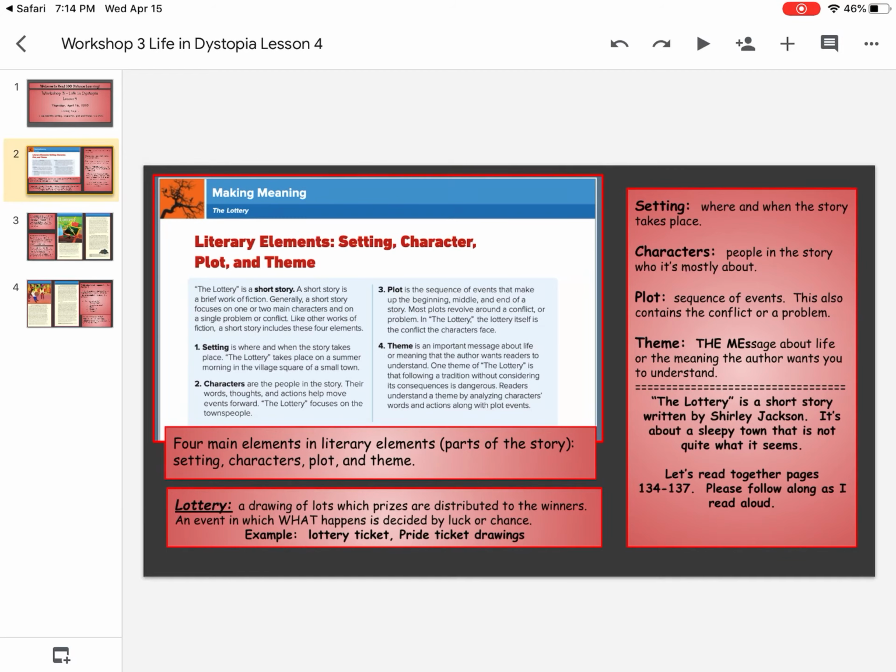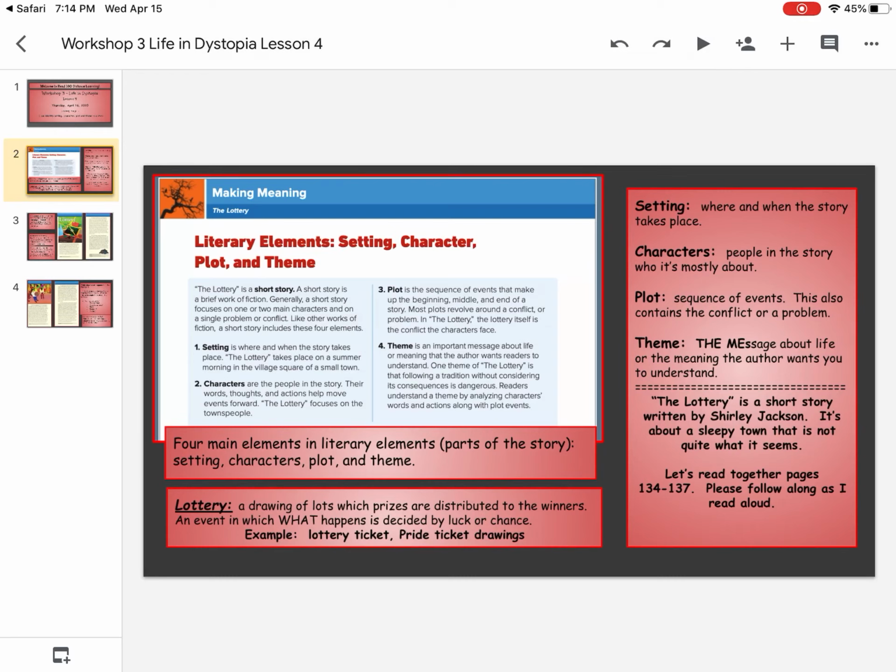So you won't have to be responsible for anything on these pages until we really start looking at the story, okay? In workshop 3, you're going to notice that at the very top where it says Making Meaning, The Lottery, we're going to be reading a little bit about the lottery in this lesson today, especially with the focus of literary elements, which is setting, character, plot, and theme.